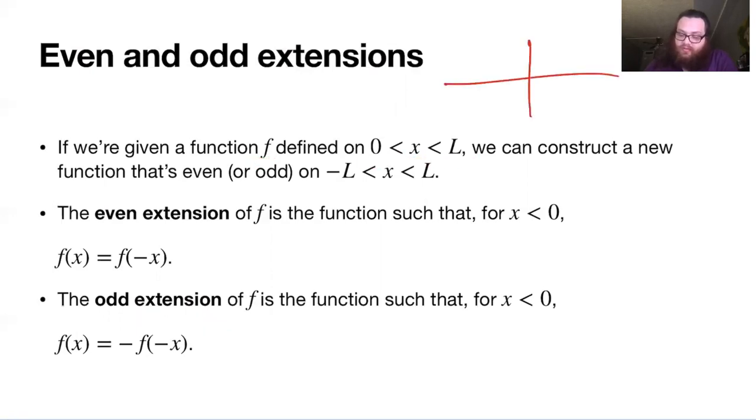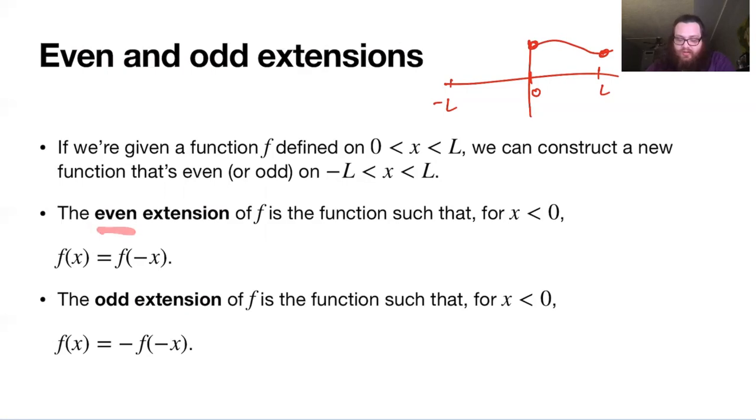This is like the picture I had before. So maybe this is your function, and what you would like to do is take the definition of your function and extend it so that it's defined over the entire interval. Given what we just talked about, there are 2 natural choices. The first one is what we'll call an even extension.